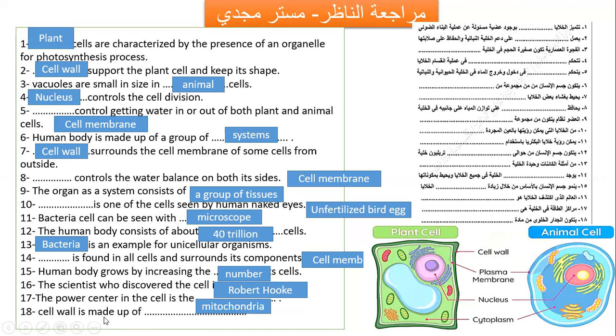So cell wall is made up of what? Cell wall is made up of cellulose. That's why the cell wall is rigid, and it gives the plant cell a definite shape and supports it, because the cell wall is made up of what? Cellulose. Next group of questions.